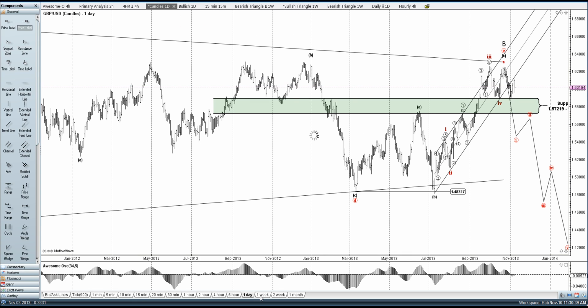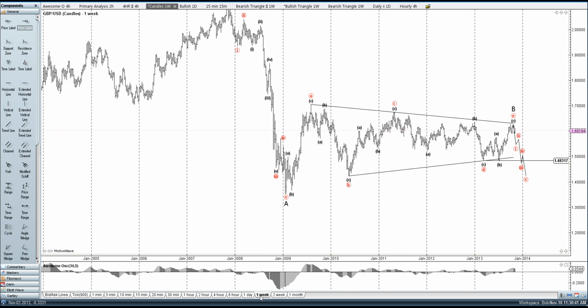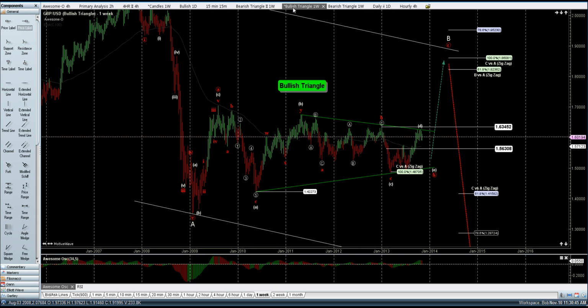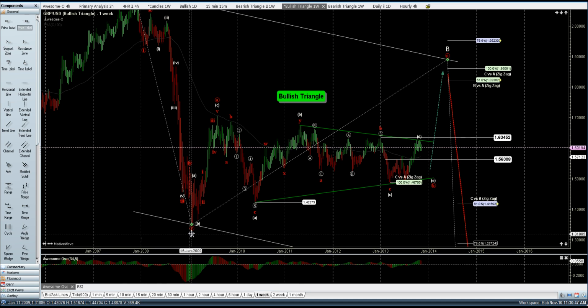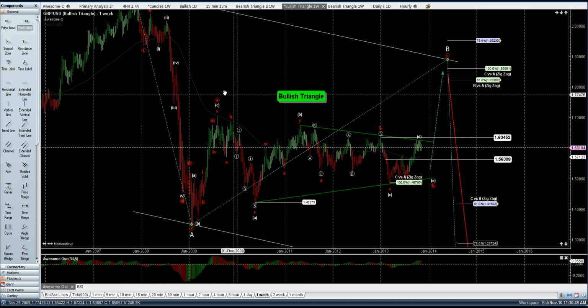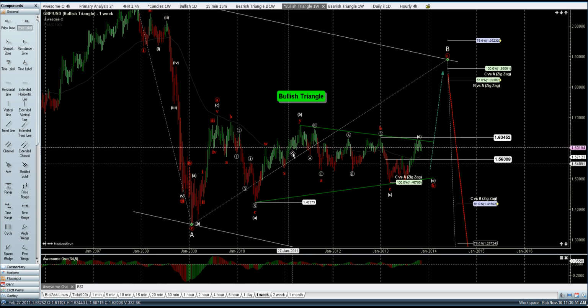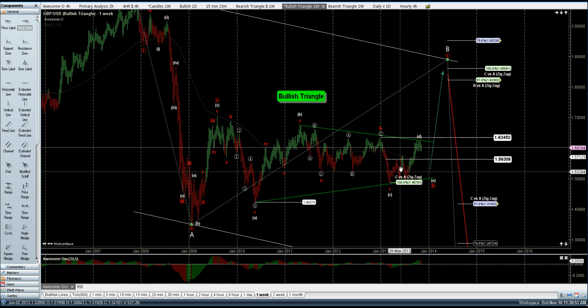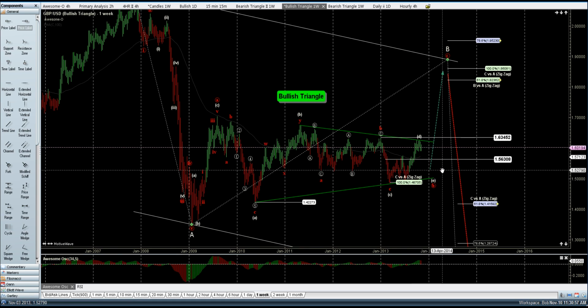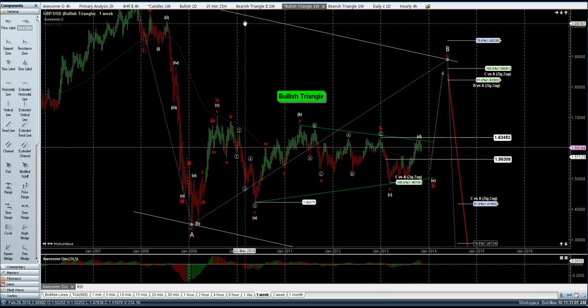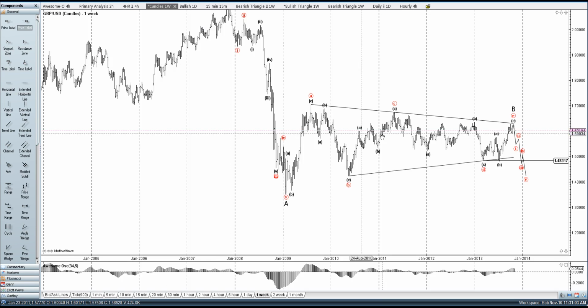Before we go down to the daily, I want to move over to the bullish version of this triangle where we have the same 5 waves down for A. Then we have an ABC up for A. Then ABCD of the triangle is complete, and now we're looking for E. Either case, we will be looking lower.